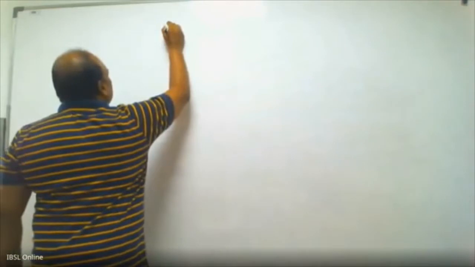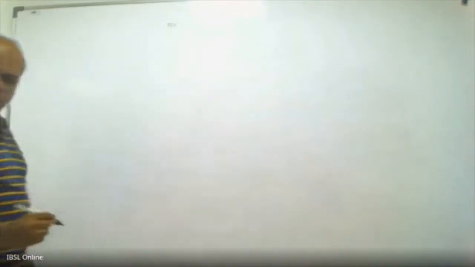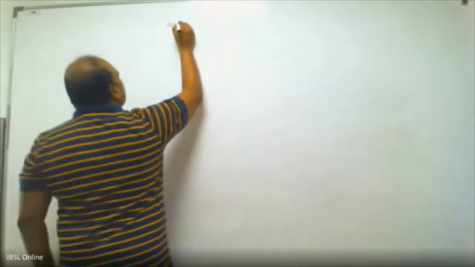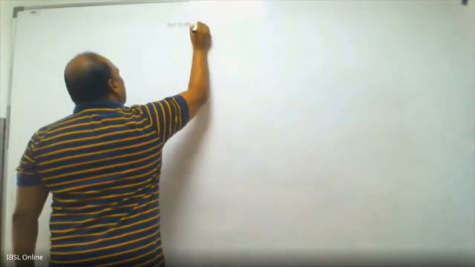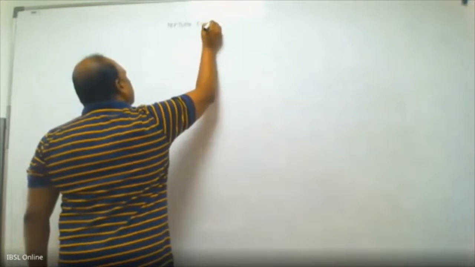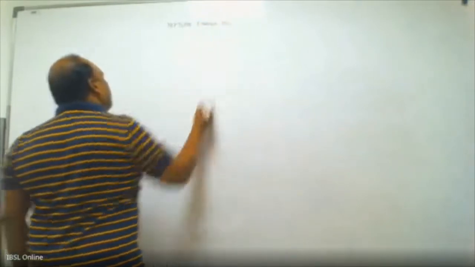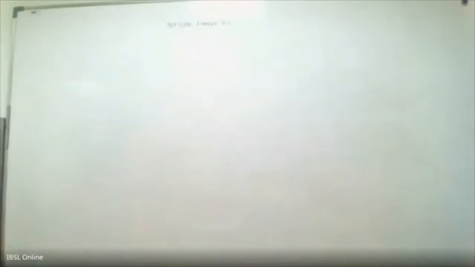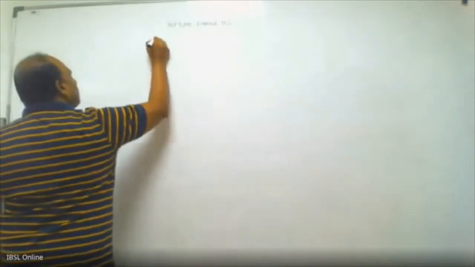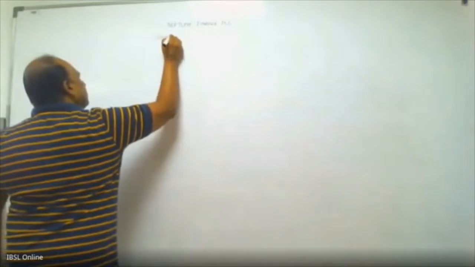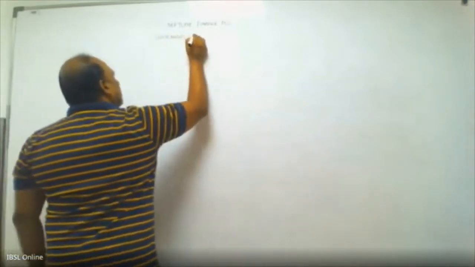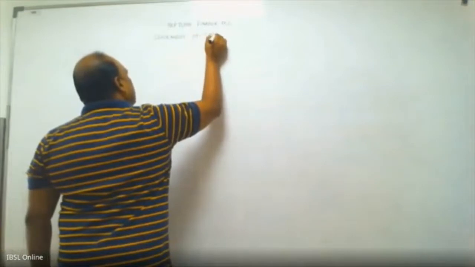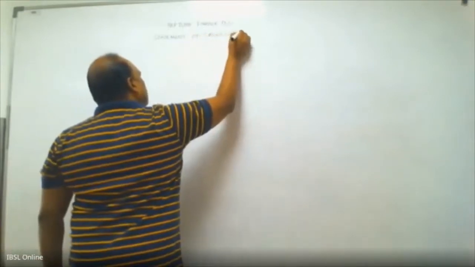So first you have to say Neptune. Neptune is the name, right? Neptune Finance PLC. Company name. Then you have to give the name of the statement. So how do you call it? Statement of cash flows. Statement of cash flows.